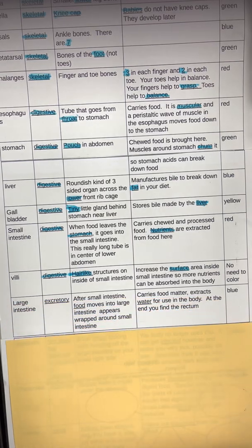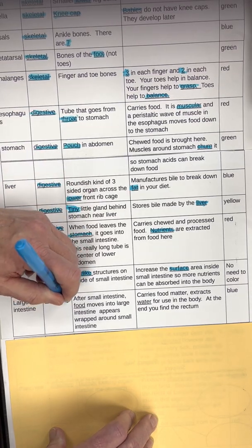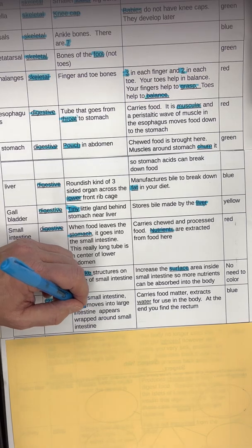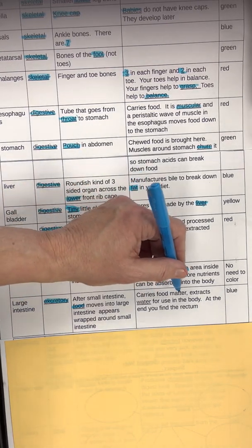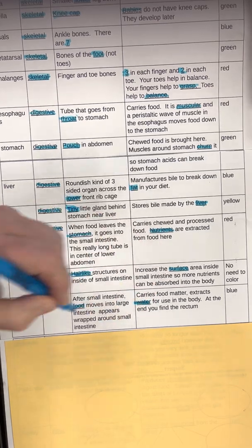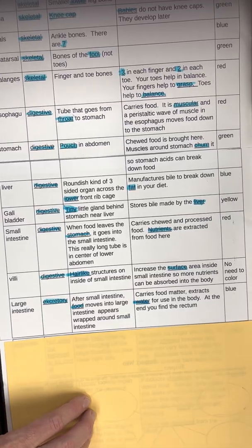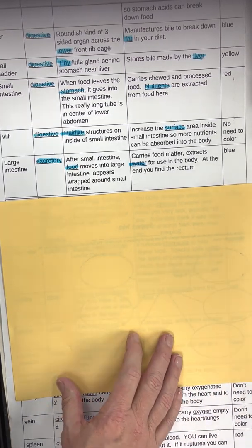The large intestine. It's considered excretory. You excrete poop from your large intestine. So after the small intestine, food moves into the large intestine, appears to be wrapped around the small intestine, carries food matter, extracts water for use in your body. At the end, you'll find the rectum, which is where you poop out of. It's a muscle. It's actually called a sphincter muscle because it's circular and it would squeeze, like this.